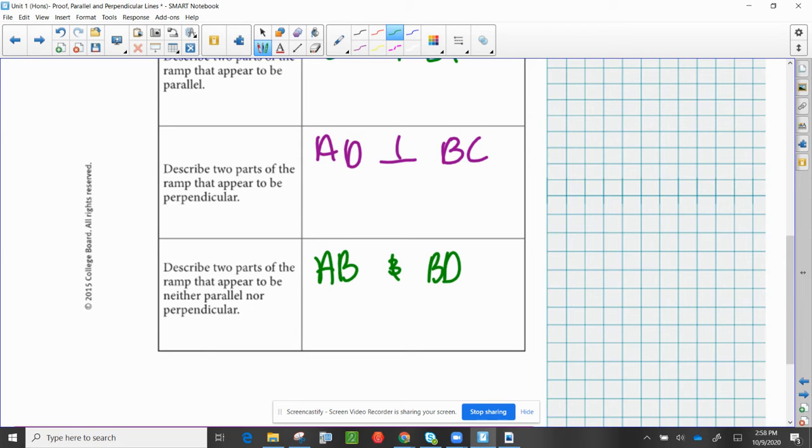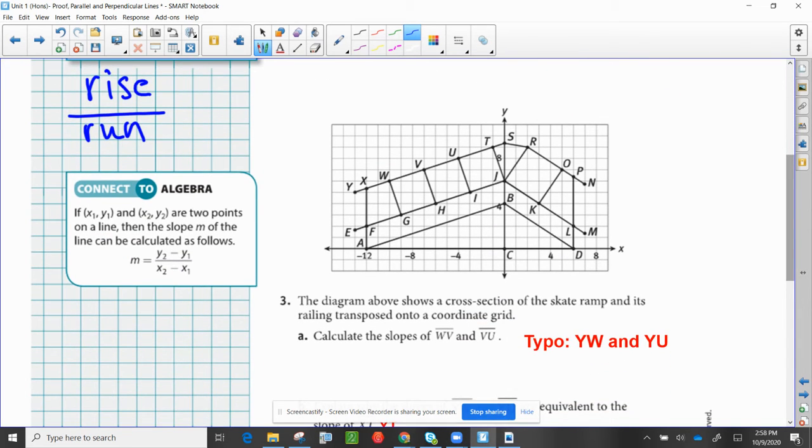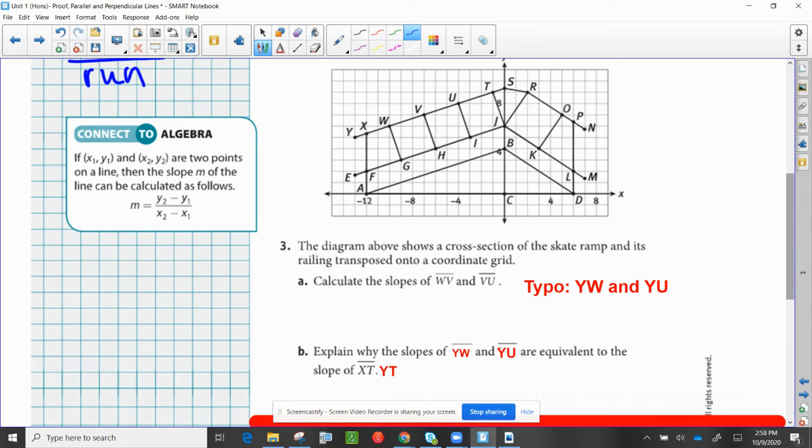Okay. So as we get into this section, we're going to be really looking at parallel lines and their slopes. If you recall how to find a slope from Algebra 1, you can use the slope formula, the change in the y's over the change in the x's. Or if you have a visual picture, it's easier to do the rise over run, by just counting how the graph changes. So let's look at this picture here. We have lots of points. It says the diagram above shows a cross section of the skate ramp and its railing transposed on a coordinate grid. So they took that ramp and put it on a grid here.